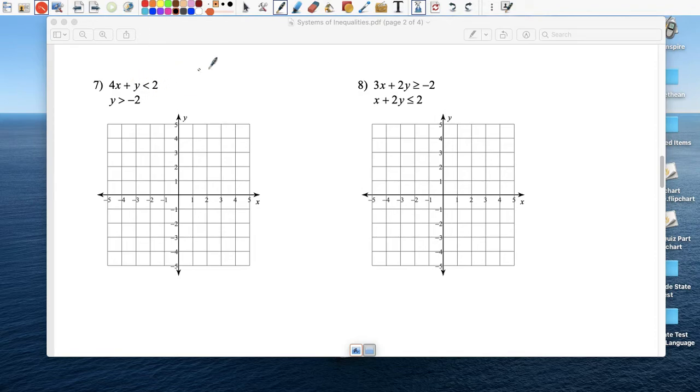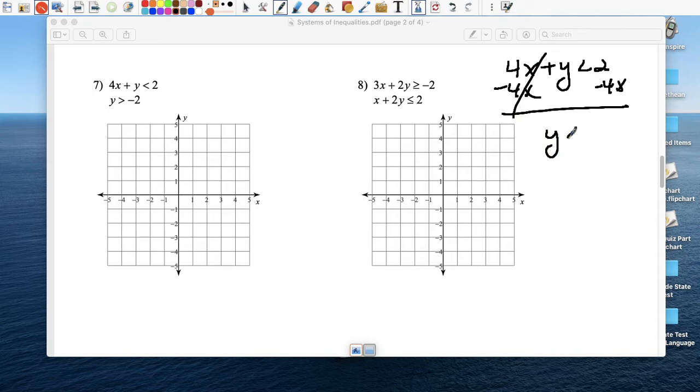So let's do 7. For 7 I have to make a little adjustment. So let me write that over here. 4x plus y less than 2, minus 4x on both sides, and I get y less than -4x plus 2. So I cross that out, and I write y less than -4x plus 2.